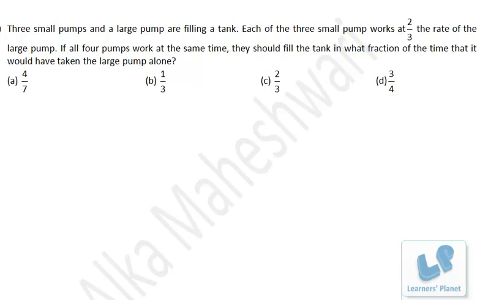Now friends, let's see a simple problem on time and work. 3 small pumps and a large pump are filling a tank. Each of the 3 small pumps works at 2/3 the rate of the large pump. If all 4 pumps work at the same time, they should fill the tank in what fraction of the time it would have taken the large pump alone? Now we assume that the large pump takes X hours to fill the tank completely. The smaller pump's capacity is 2/3, that means it would take 3 by 2 X hours to fill the tank, each of the smaller pumps.